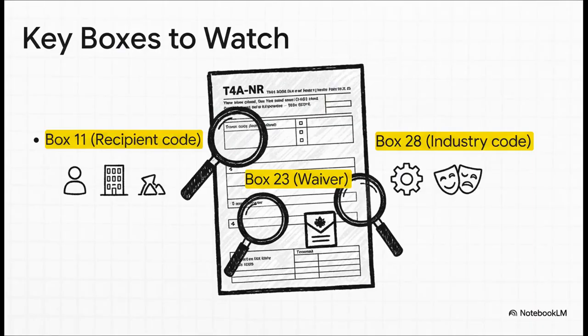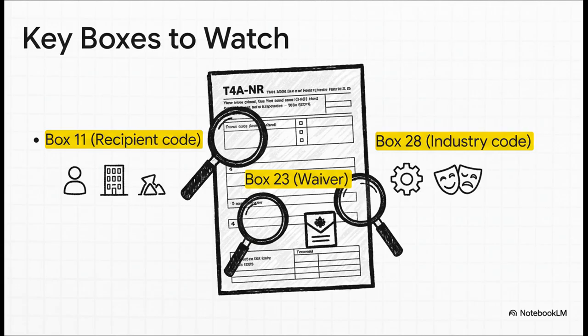Simple, right? Now, let's zoom in on a few of these boxes that seem to confuse people all the time. Getting these codes right is so important for the system to work. Box 11, the recipient code. For our example, Innovate Inc., that's a corporation, so you'd enter 3.